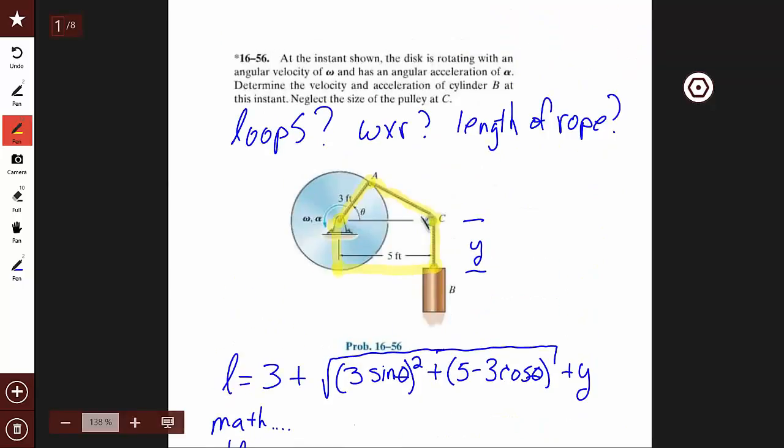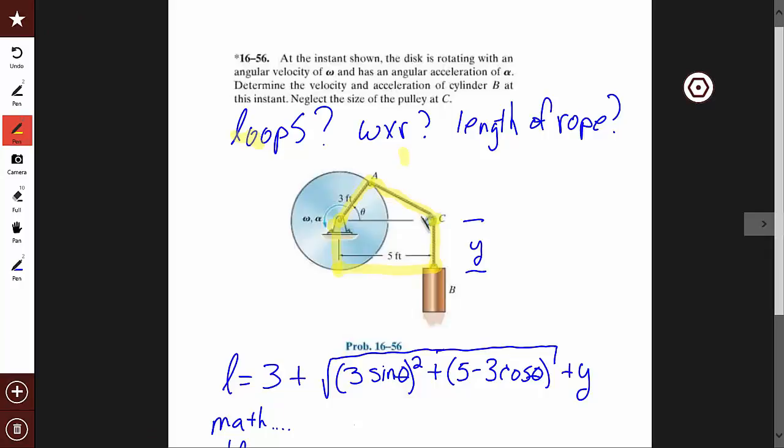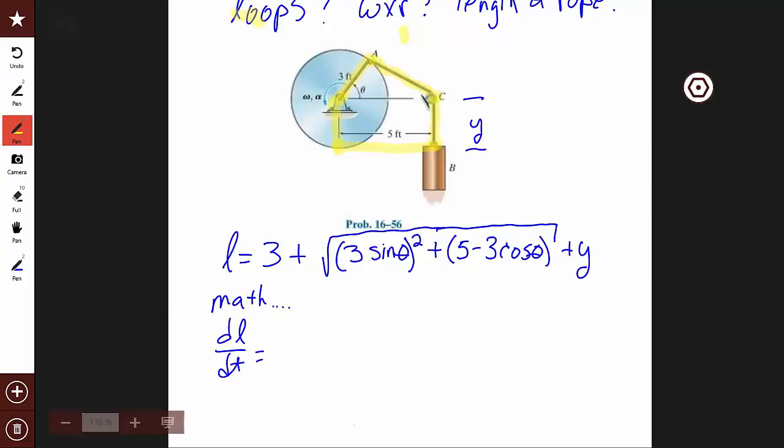Okay, so let's take a look at what I did. The first question I had was the loops. Do you want to use loops? We kind of talked about that. The other one was omega r. That's what I mean by these things. Not that you can't do it, but I don't know. The length of rope seems pretty easy to me. Okay, so here's what I did.